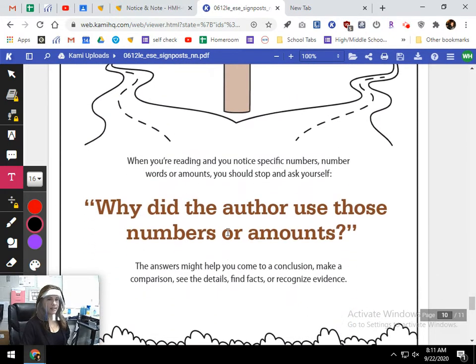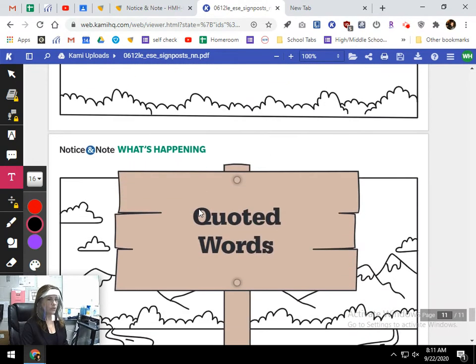Numbers and stats. When the author uses this, and this is really important sometimes in a persuasive essay, when the author is trying to persuade you, let's say that too much sugar is bad for you in your diet, then they're going to use specific data and statistics and numbers. That's always important to note.